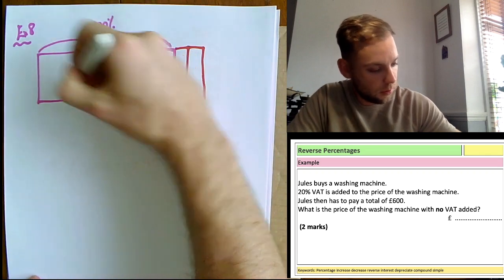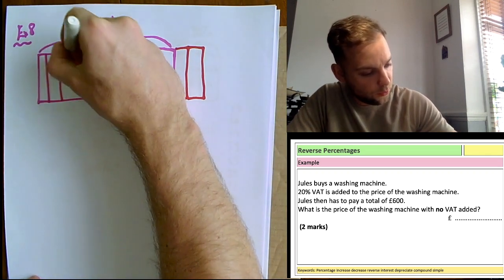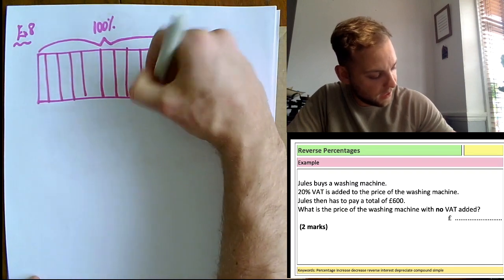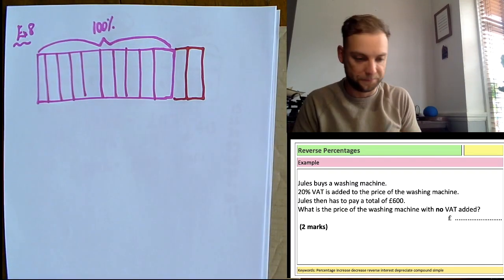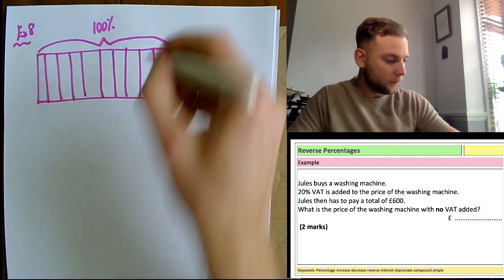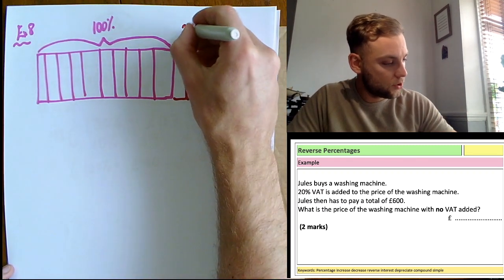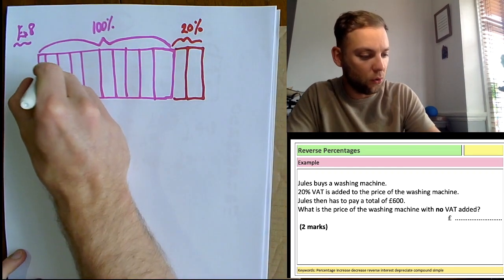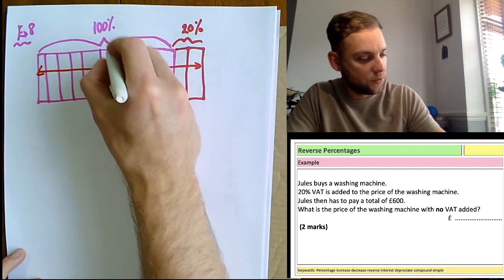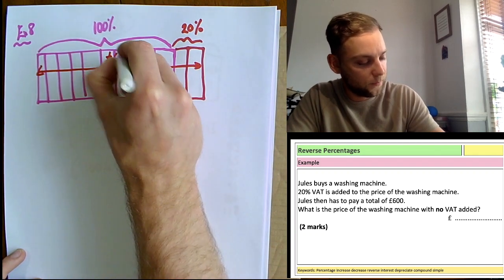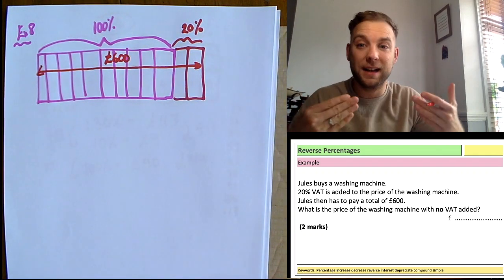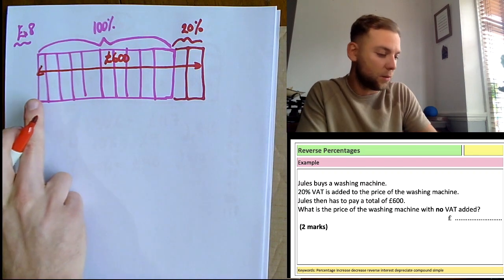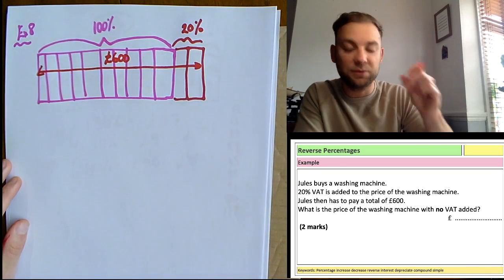So 1, 2, 3, 4, 5, 6, 7, 8, 9, 10, and the extra 20%. Okay, so 20% added on there. And it's saying that the washing machine is worth £600. So all of this here is worth £600. Okay, because I've been increased by 20%. So if I know that here, what we're starting with here, we're starting with 120% is equal to 600.